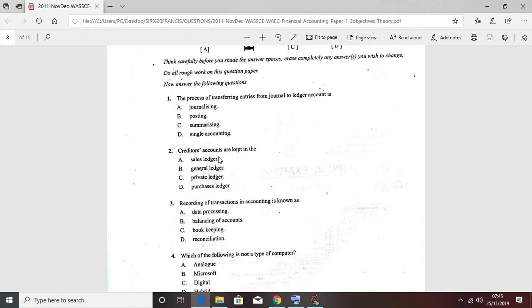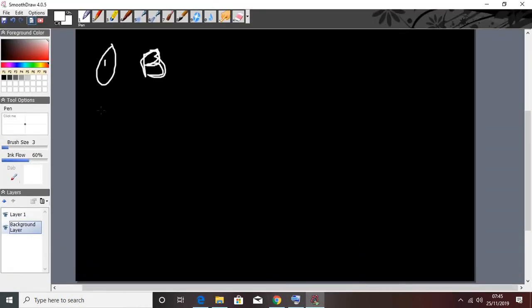Option D says purchases ledger. Purchases ledger has to do with a book in which all records about creditors are kept. So the purchases ledger contains the information relating to creditors, and the question says creditors accounts are kept in. So obviously the answer is option D, because purchases ledger contains information relating to what? Creditors. So question number 2, the answer is option D.